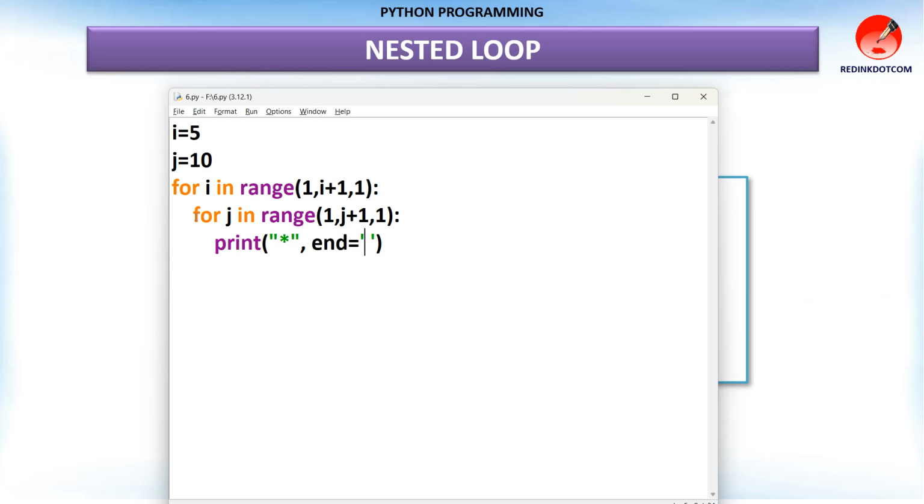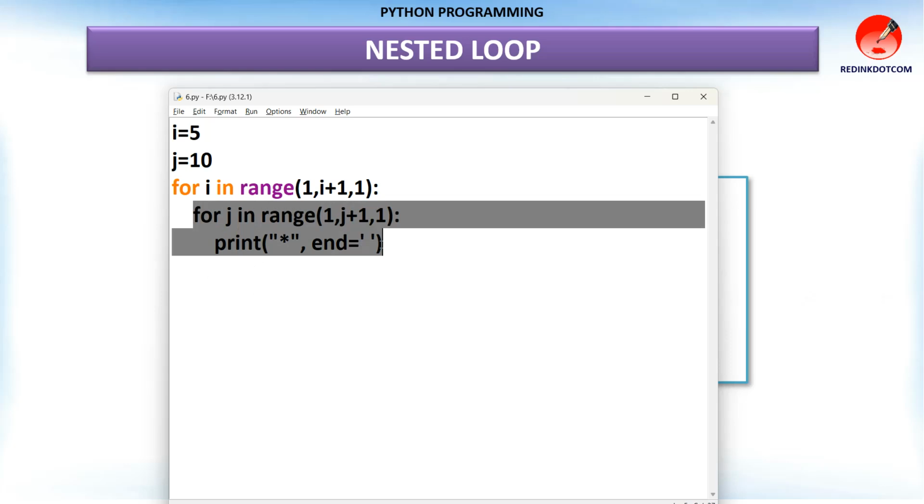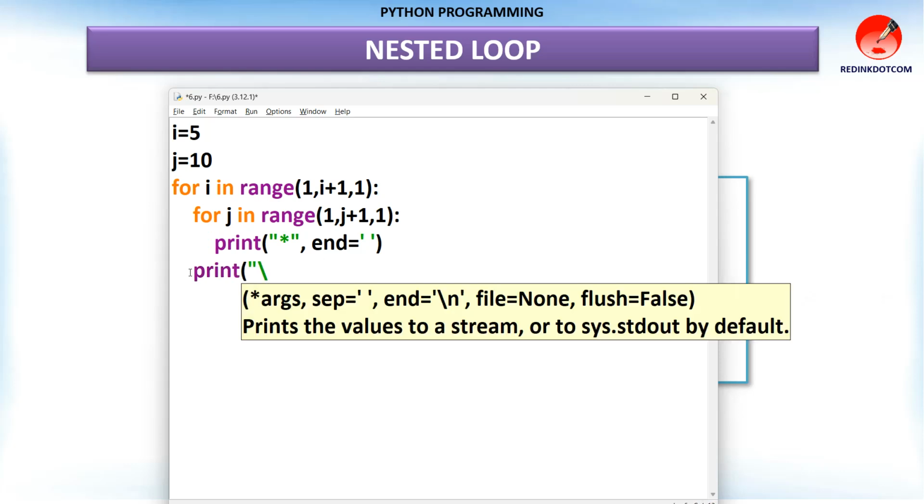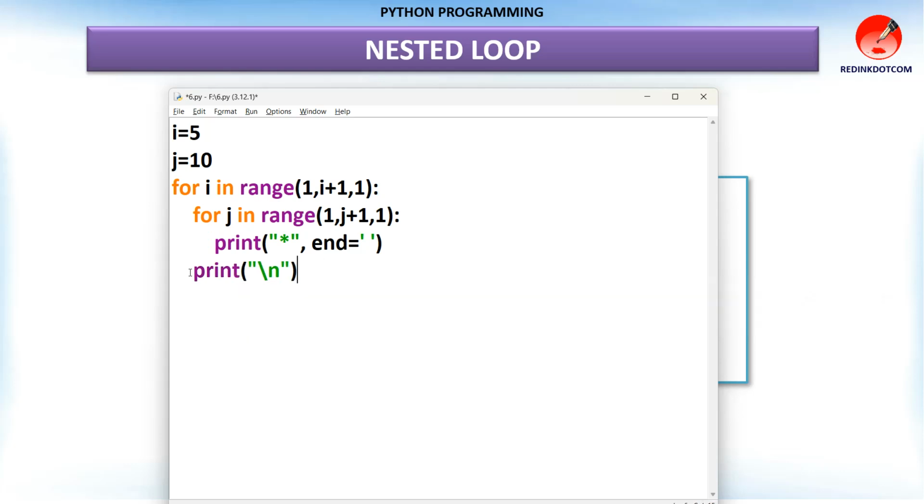Suppose I want to print the inner loop only in a particular horizontal order, I can insert the necessary new line at the appropriate place. So in this indent, I can give the print new line. Now I try to execute this program.